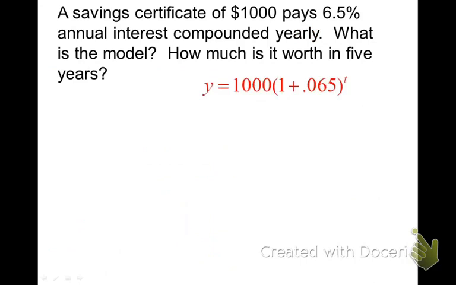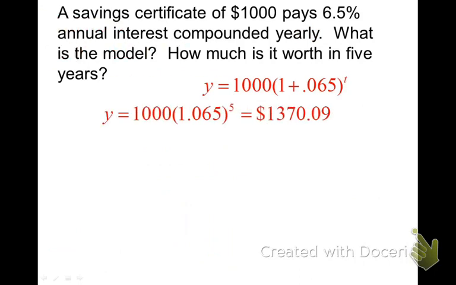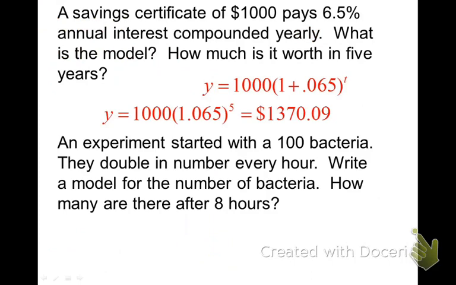So we start with the 1,000 as our starting amount, so that's the P. The 6.5% goes in as 0.065 where the R goes, and for the A, we use the Y value because this is our exponential function here. T is time, so that's where we're going to put the 5. So 1,000 times 1.065 to the fifth ends up being $1,370.09. And that's how much we would have at the end of 5 years.